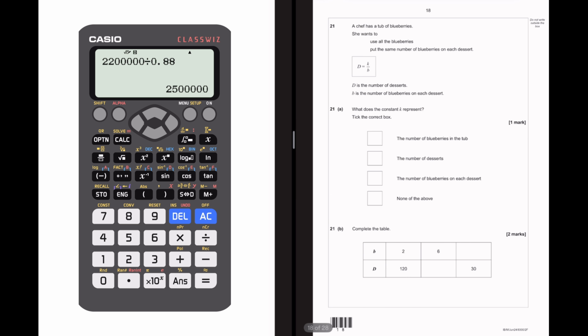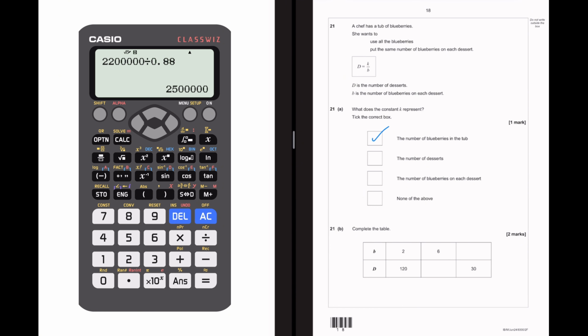Question 21 says a chef has a tub of blueberries. She wants to use all of the blueberries and put the same number of blueberries on each dessert. We've got this formula D equals K over B, where D is the number of desserts and B is the number of blueberries on each dessert. What does the constant K represent? So I'm going to go down this list and substitute each of these sentences into the formula. So D, which is the number of desserts, equals the number of blueberries in a tub divided by the number of blueberries on each dessert, which will give us the number of desserts. So we're going to tick the first box here.